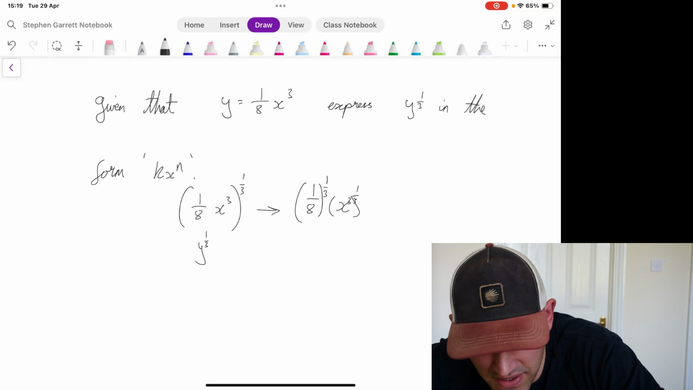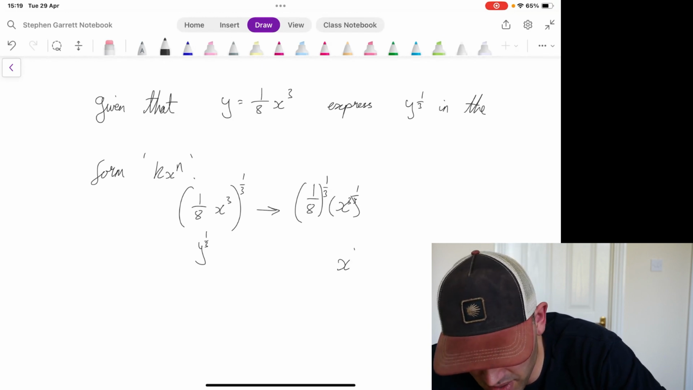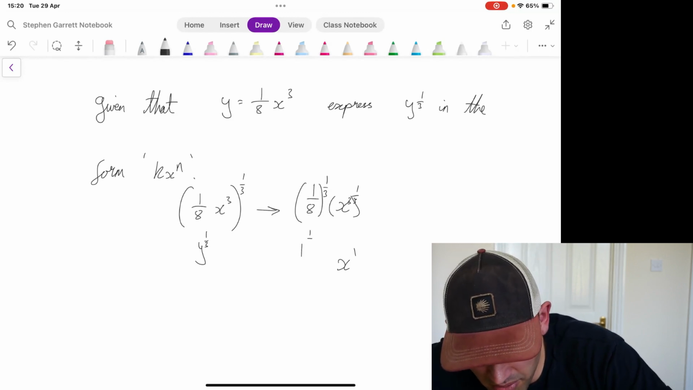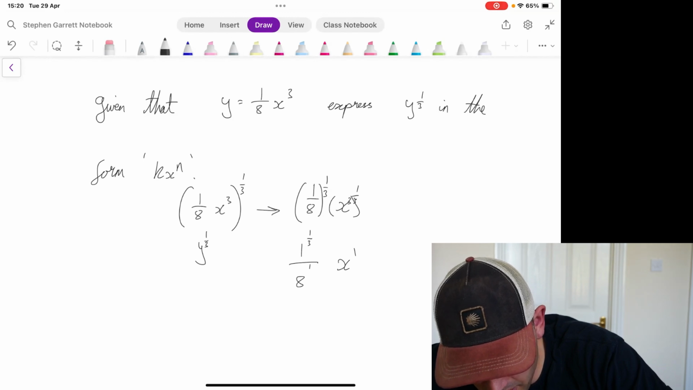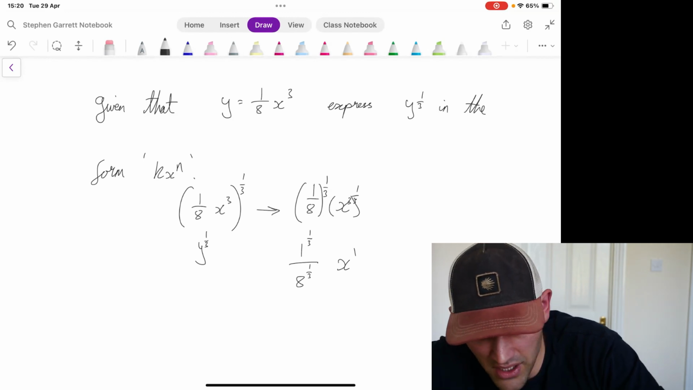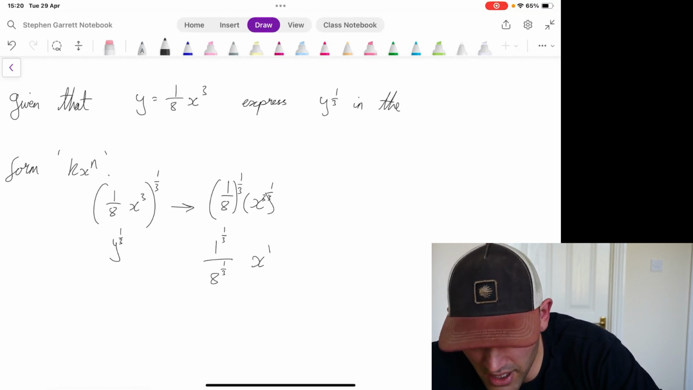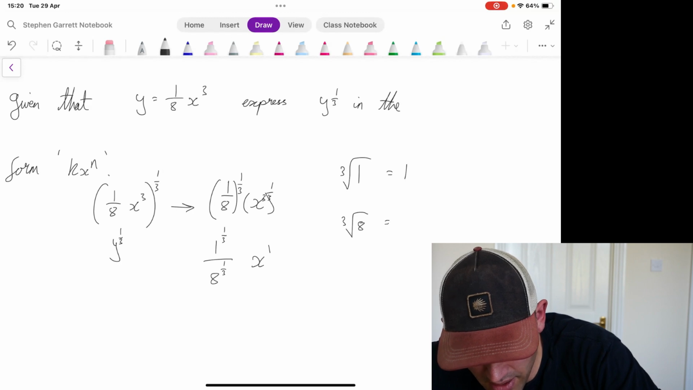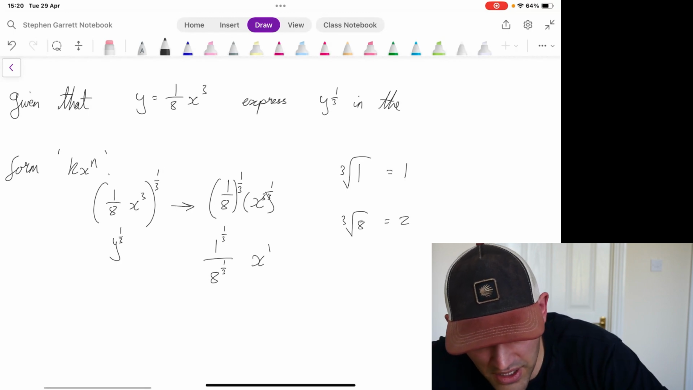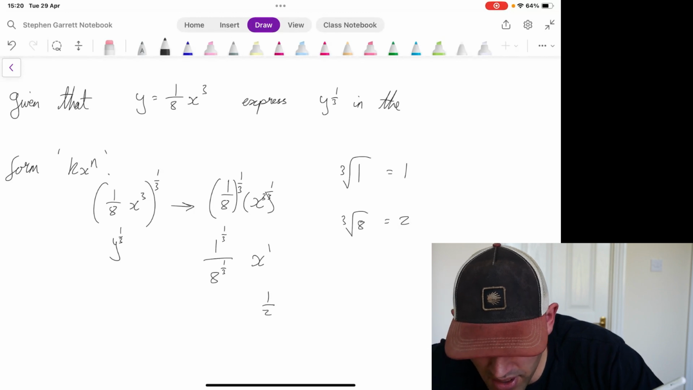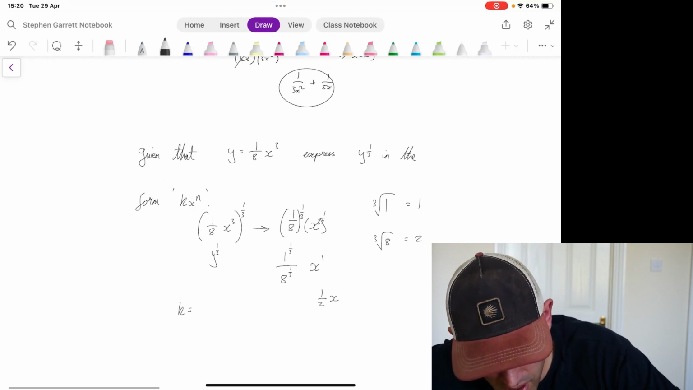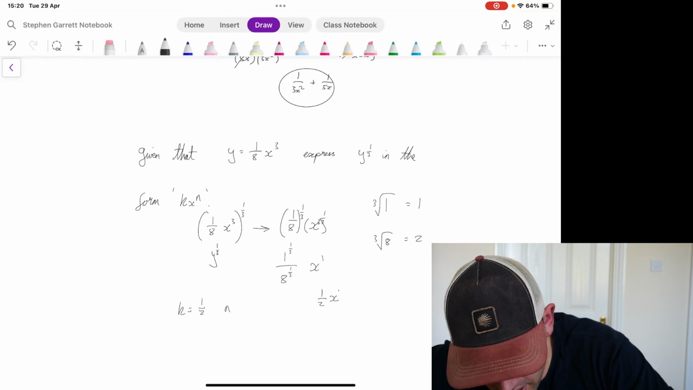My x is going to be the easy bit, so 1/3 times 3 is 3/3, so that's going to give me x to the power of 1. And I'm now going to apply that power to both the numerator and the denominator. So that's 1 to the power of 1/3 over 8 to the power of 1/3. I'm just going to isolate this and look at it individually for a second. So that's going to be cube root 1, which equals 1. And then I've got cube root 8, which equals 2. So this becomes 1 over 2, times x. There we go. So my k equals 1/2, n equals 1.